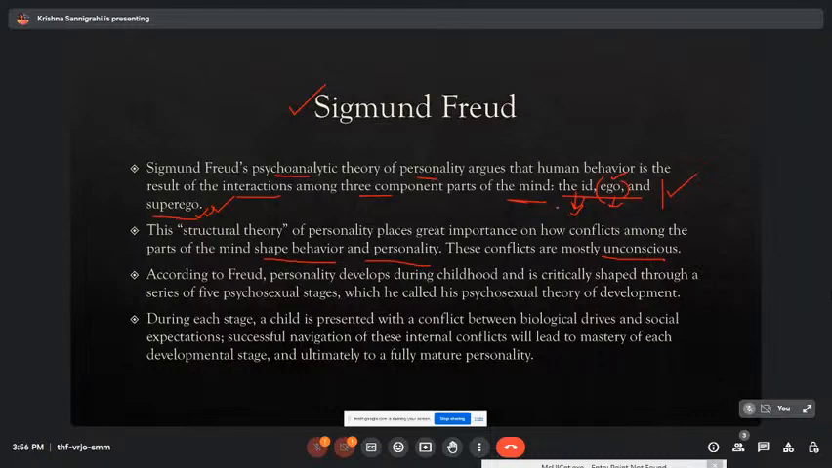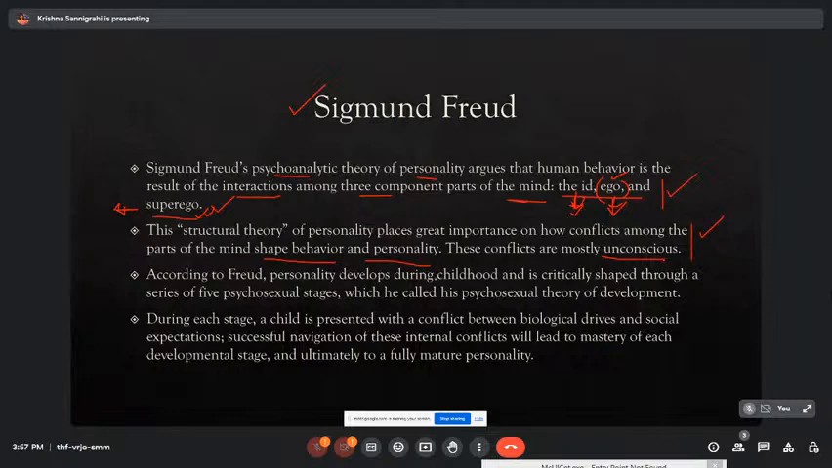So the id is the immoral aspect of the mind. The superego is the moral aspect of your mind. And finally, what is happening? The balance is created by the ego. So this is exactly what is there in this point, wherein it is saying that there are different kinds of conflicts in our mind, and these conflicts actually reconfigure our behavior and our personality.